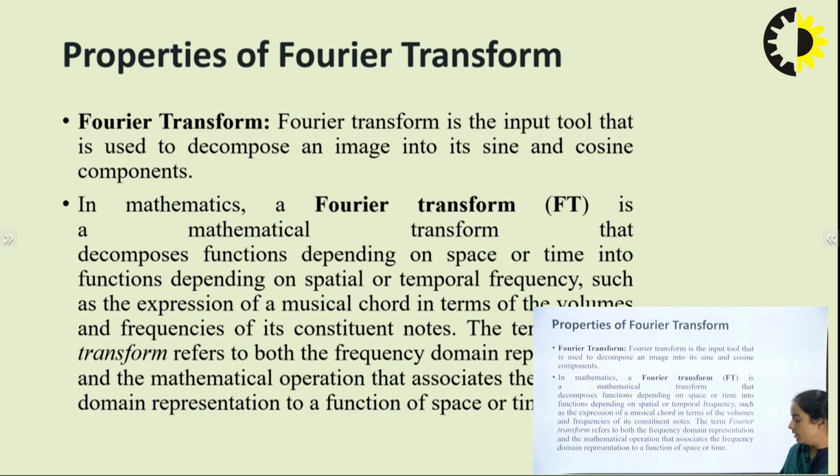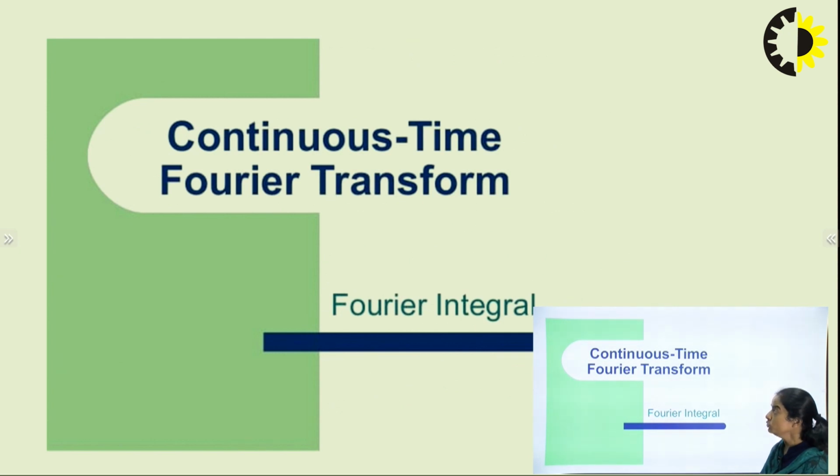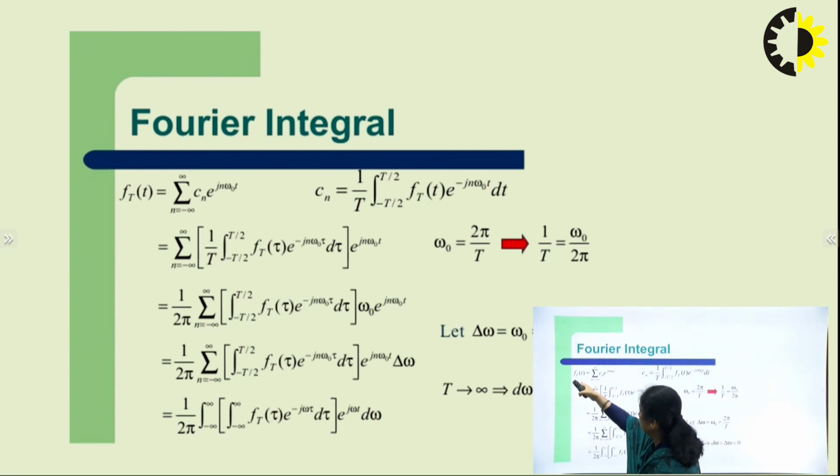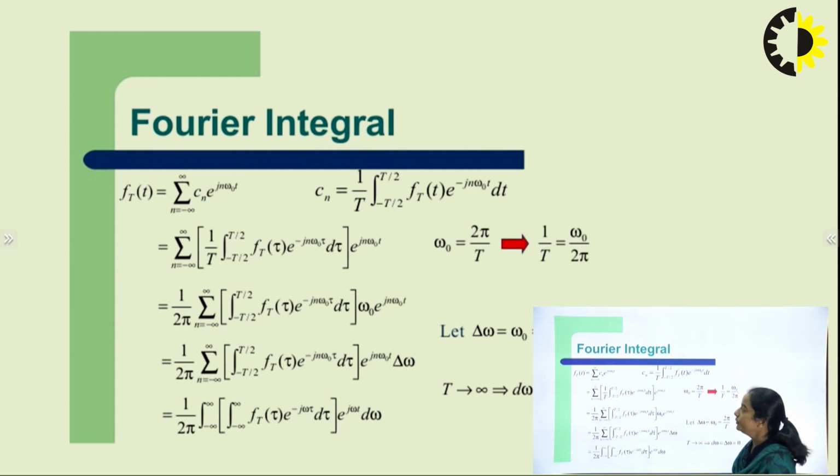So first, what is the continuous time Fourier transform? That is also known as the Fourier integral. We will see what this is. So Fourier integral, we represent f(t) as summation of Cn e to the power j n omega naught t, n equal to minus infinity to infinity.